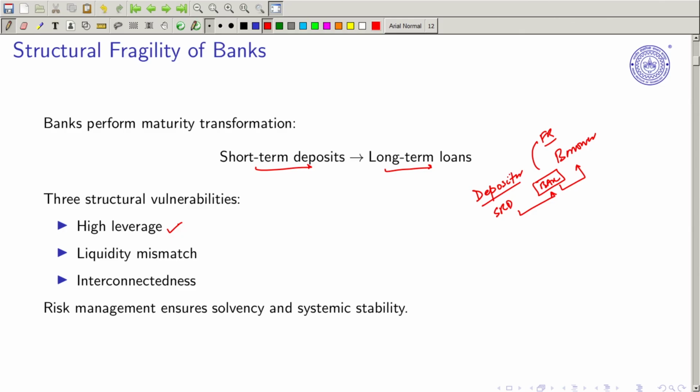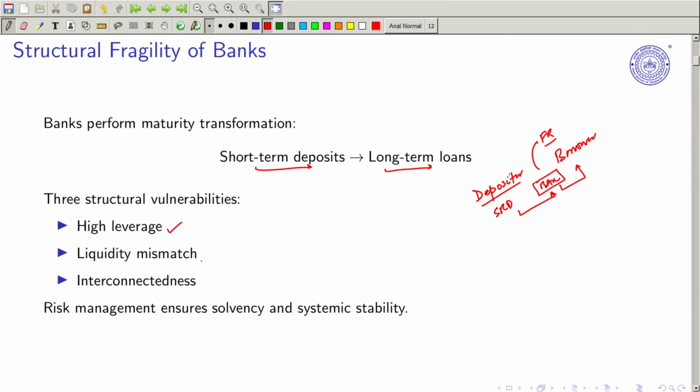In the case of the central bank, we also see operation twist, which is an unconventional measure. The central bank does change the short-term and long-term yield curve, and because of that they are able to take those operation twist kind of measures. Then the last one comes. So liquidity mismatch is all about that.